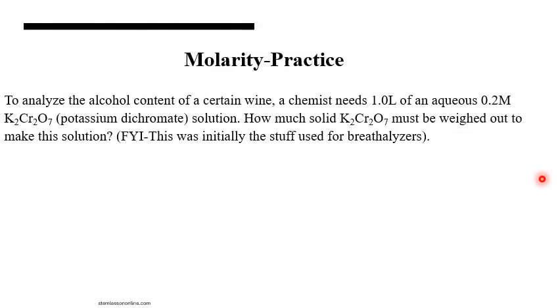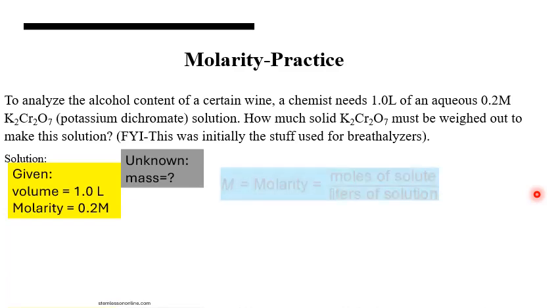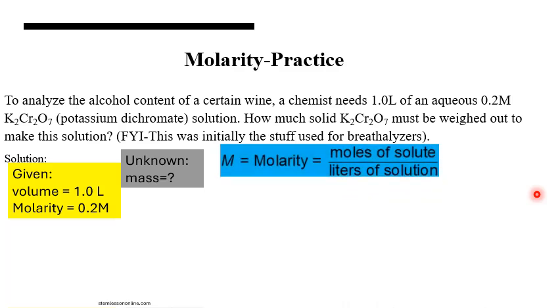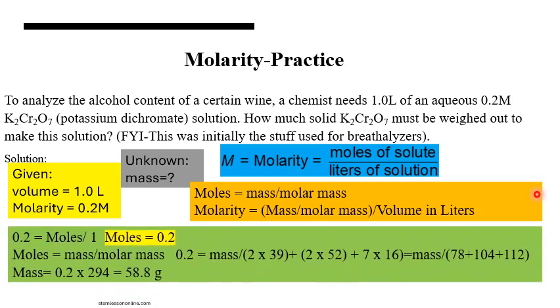To analyze the alcohol content of a certain wine, a chemist needs 1 liter of an aqueous 0.2 molar potassium dichromate solution. How much solid potassium dichromate must be weighed to make this solution? Let's see. What are the things given? List them out. Volume is given, molarity is given. They're asking us to calculate the mass. Use the formula molarity equals moles of solute divided by liters of solution, and then moles equals mass over molar mass. And then substitute, and then you can find the mass.